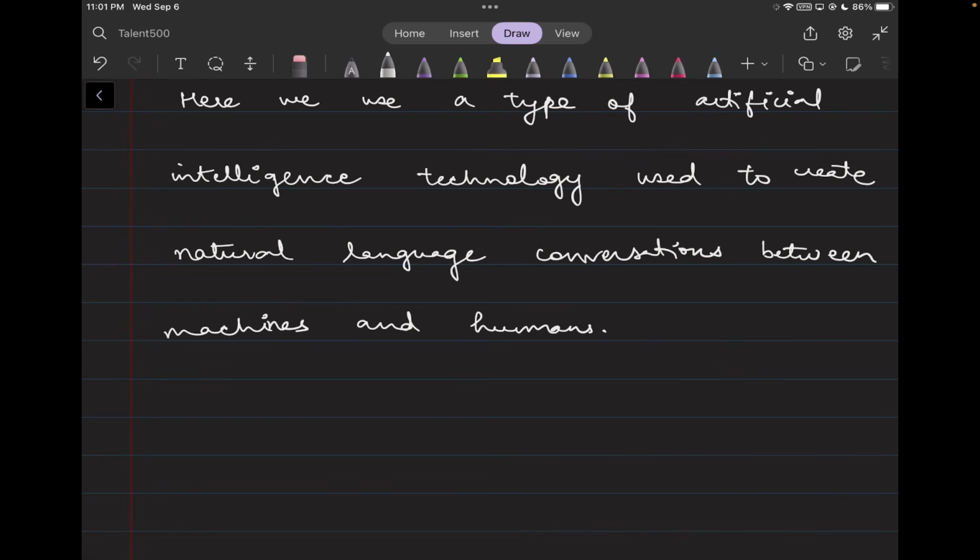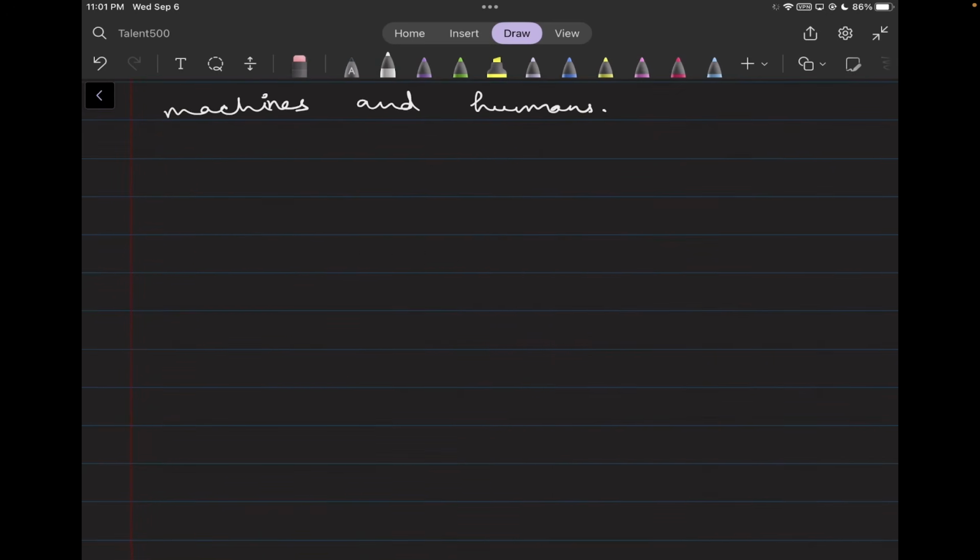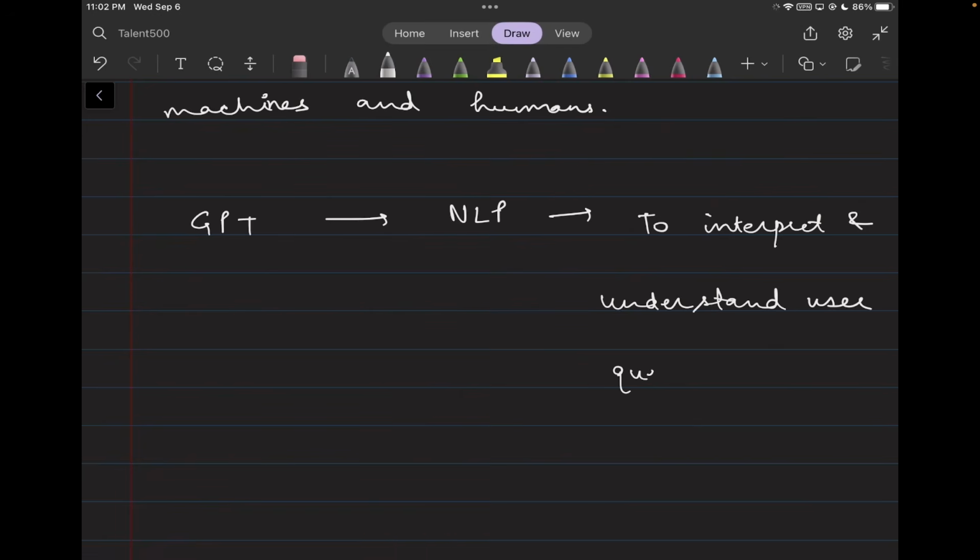Now we are going to be discussing how ChatGPT works for any query. Okay, so now in this ChatGPT, it is actually going to be using some NLP. NLP stands for natural language processing. And by using this natural language processing, ChatGPT is going to be understanding and interpreting a user's query.